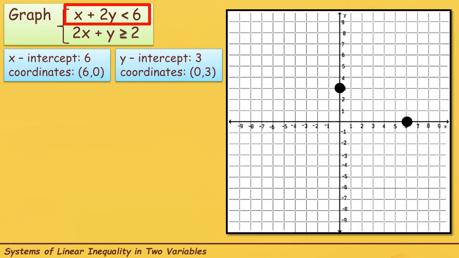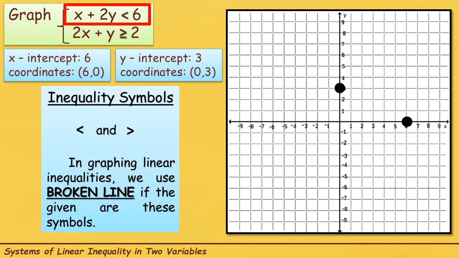Kapag tayo ay nagplot ng x at y-intercept sa ating Cartesian plane, we are connecting them using a line. But the line or the boundary line will depend on the symbol used by our linear inequality. So, tandaan natin, kung ang inequality symbols na ginamit natin is less than o kaya naman greater than, ang gagamitin natin is broken line. Sa first inequality natin, less than ang ginamit. So, therefore, we will connect the 2 points using broken line. Ayan. We just connected them using a broken line.